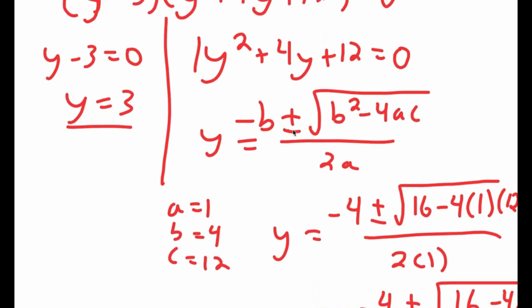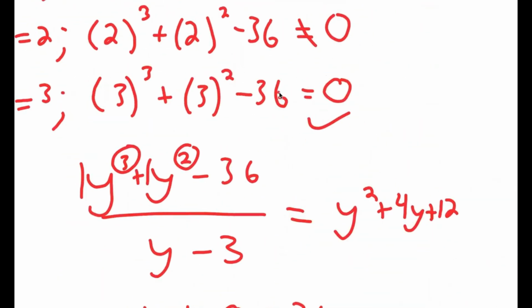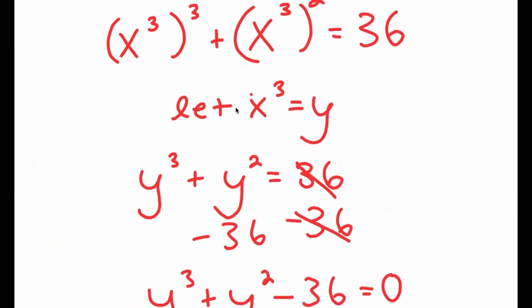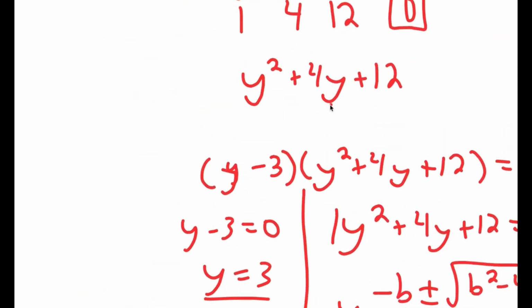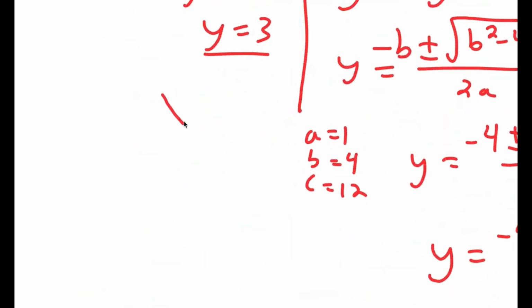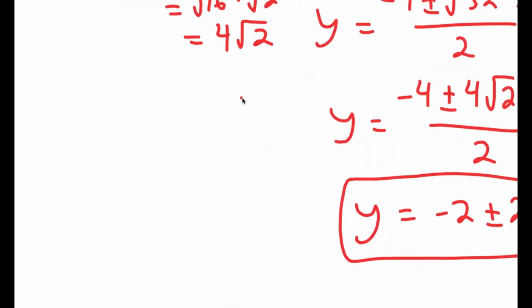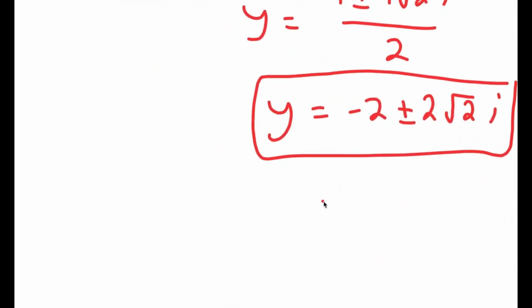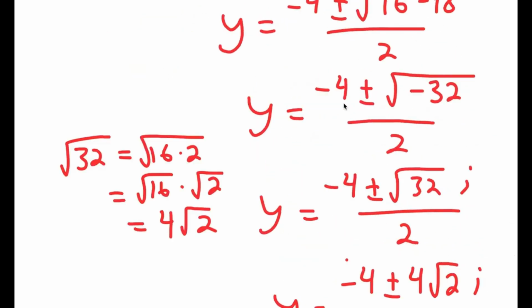So I have 3 solutions for y. However, we aren't done yet because remember, I let x to the power of 3 equal y. So I get x to the power of 3 is equal to 3. And I also get x to the power of 3 is equal to an imaginary number, which we actually can't do, so we can't use this equation.